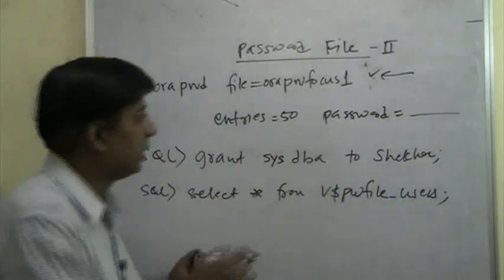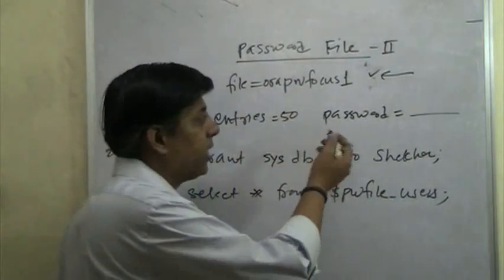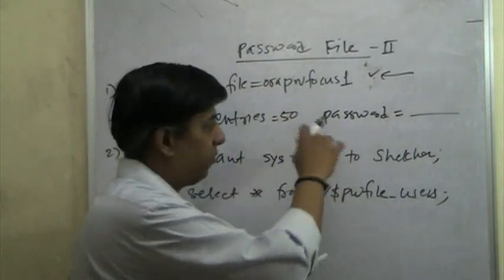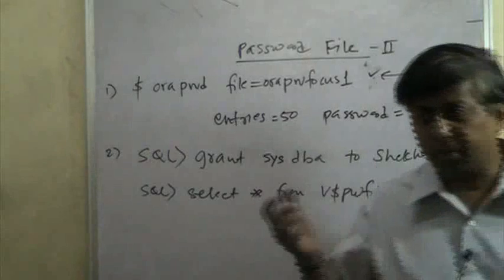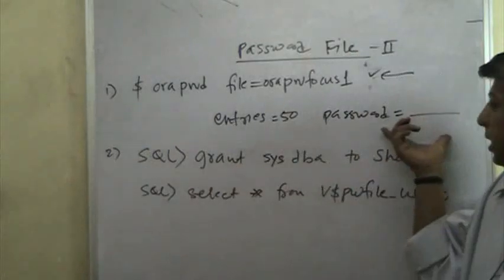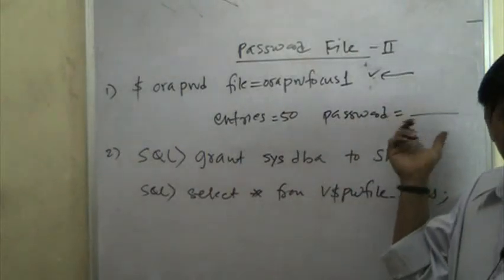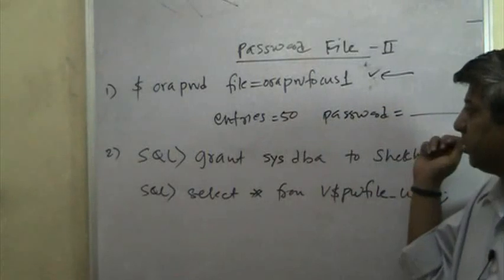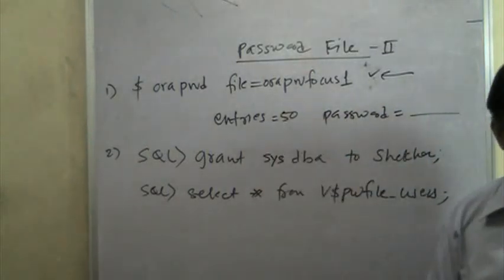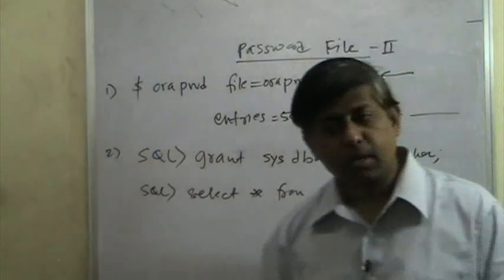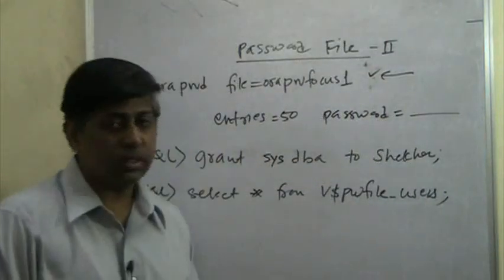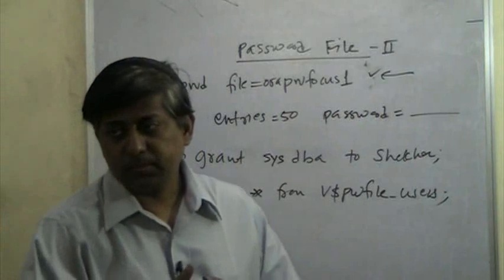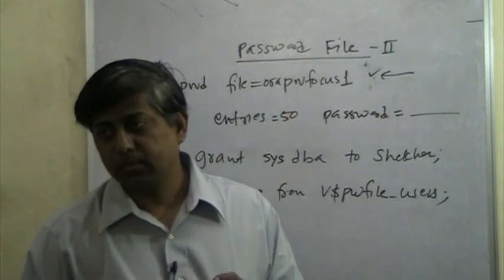Since we are logged in as a DBA role, hopefully I'm assuming that you are logged in as a user whose group is DBA. This is kind of a moot point here, so don't worry too much about this. This file is located in Oracle_home DBS, the DBS directory. On Windows, it is the database directory. And this user password will be stored there.